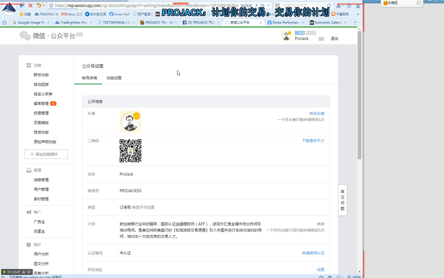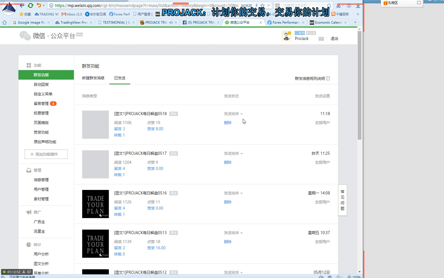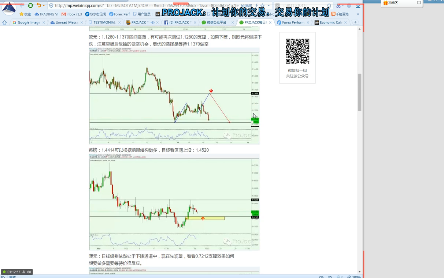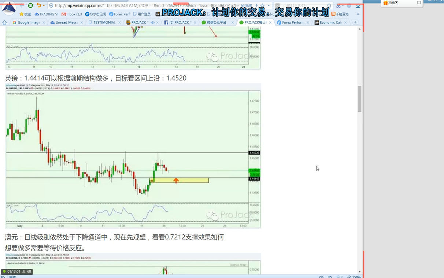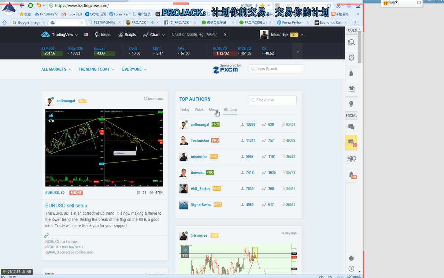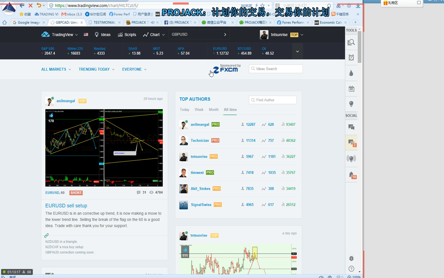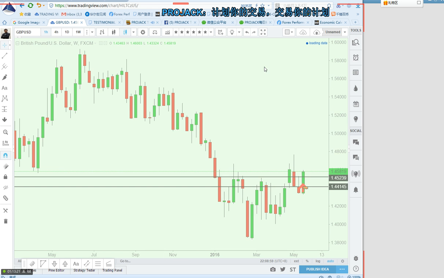Today I just published my daily forecast, but it's in Chinese. But you can see the pictures. This is the one for sterling. What I see for sterling is, when sterling goes back to 1.4414, you can long sterling. I think today some of my students already took this trade for sterling, and they really bought it at 1.4414. Let's see what happened.